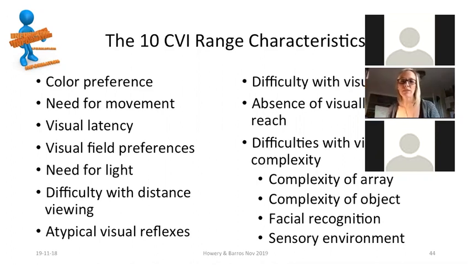Difficulty with distance viewing. Usually how this progresses is that lower on the range, they need things in really close range, and as their vision improves, you can move things farther and farther away from them and they will respond. Atypical visual reflexes: there's nothing to fix about that and no strategies, but you can check by tapping the student on their nose and they should blink, or move your hands towards their face and they will blink also. So that's something to look for or to check.